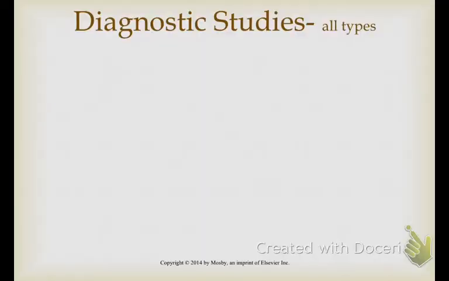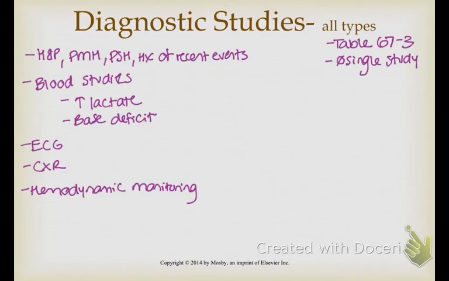All right, I'm going to quickly go over this because we'll get to specifics. Table 67.3 is all of them. But for all types of shock that we talk about, in general, these are the things that we use. History and physical, obviously. Past medical history, past surgical history. Blood studies, we talked about the lactate, right? Because for all types, they're going to have lactic acid buildup because they're in that anaerobic metabolism. We can do things like an ECG, a chest x-ray, hemodynamics. This is just in general. So don't freak out too much because we're going to talk about them in specifics.